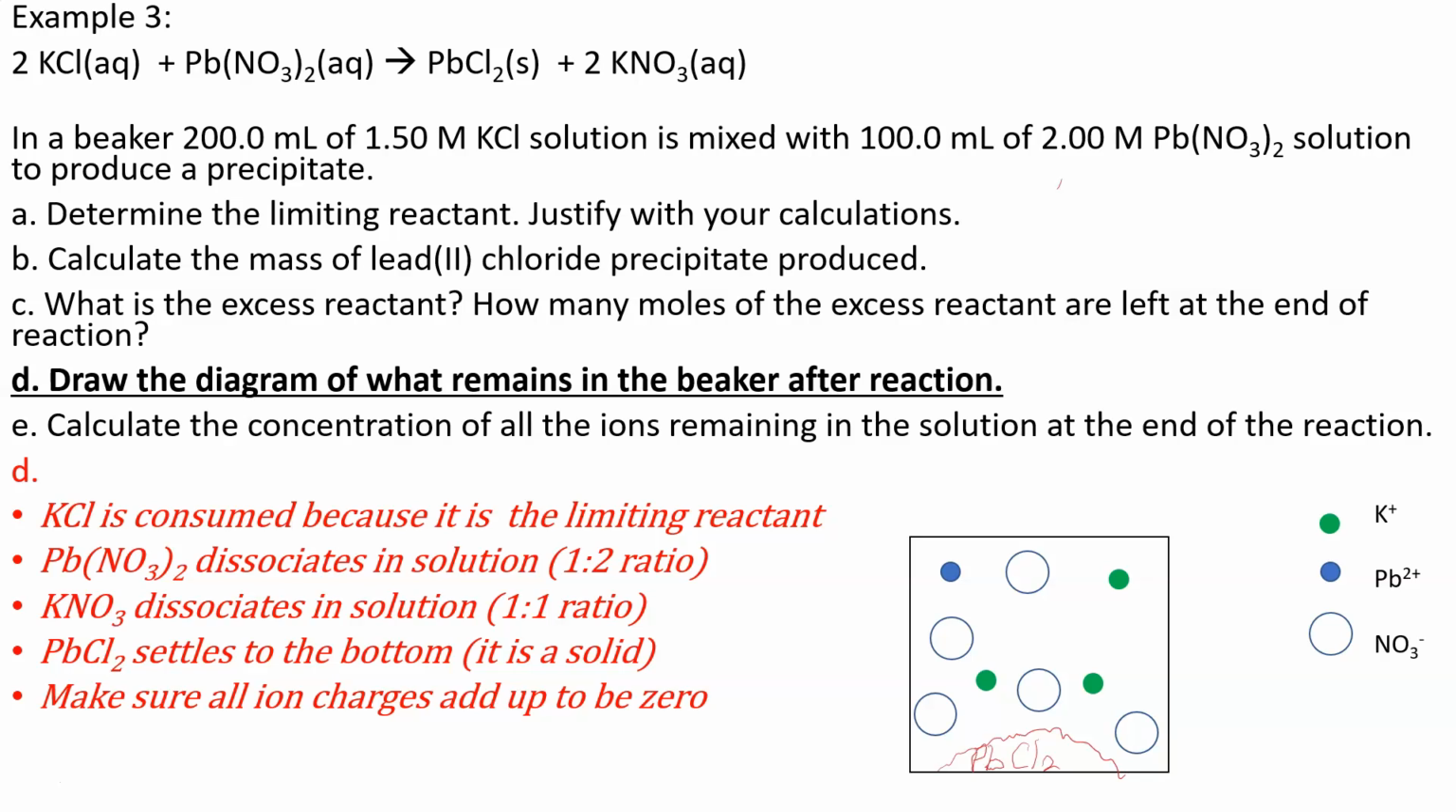So you could have done this in any form that stays true to the ratios that we talked about over here in our description. So for every Pb2, we have 2 NO3s. And for each K plus, we have 1 NO3. And the charges balance each other out. And then, of course, we have PbCl2 on the bottom because it is our precipitate. It's a solid.